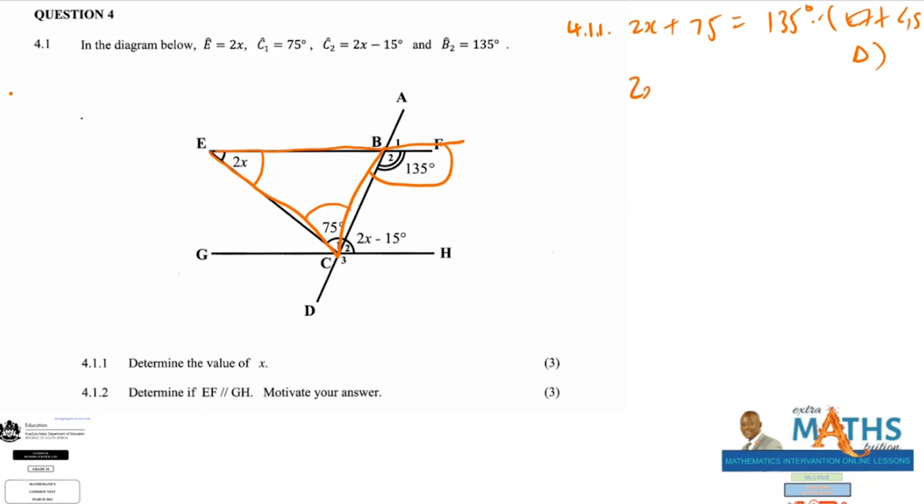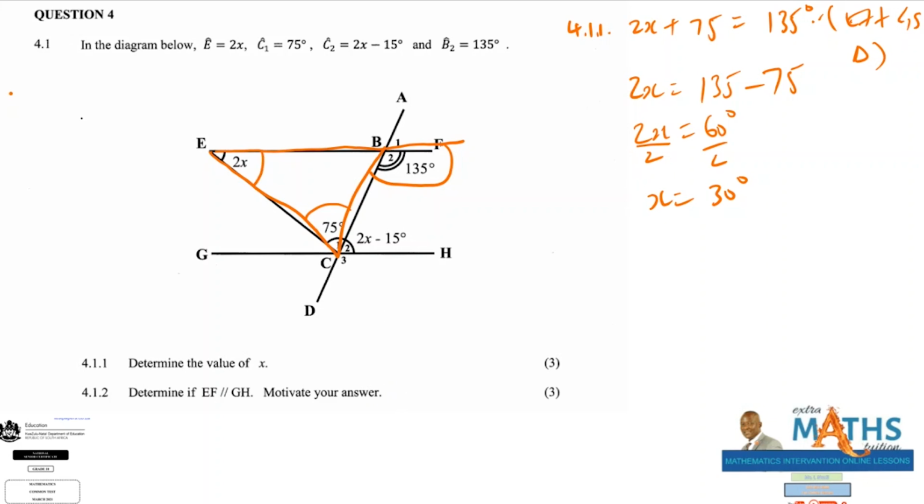Then your 2x will be 135 minus 75, which is 2x equal to 60 degrees. Then we divide by 2. It means x is equal to 30 degrees. Okay, x is equal to 30 degrees. Now, the last question that I want to ask you is to determine if EF is parallel to GH. If EF is parallel to GH, motivate your answer.